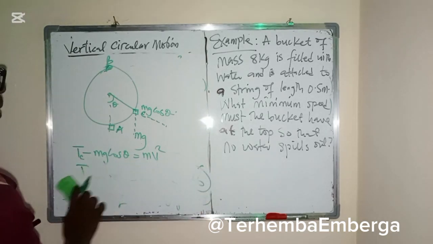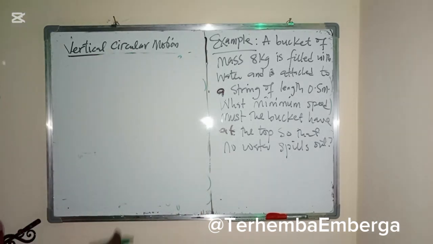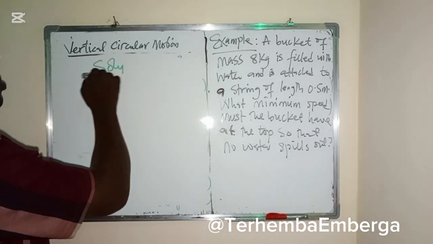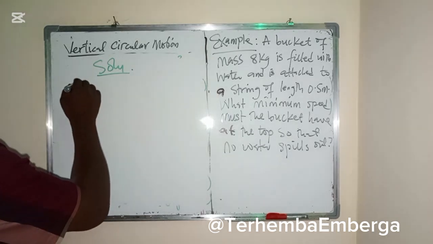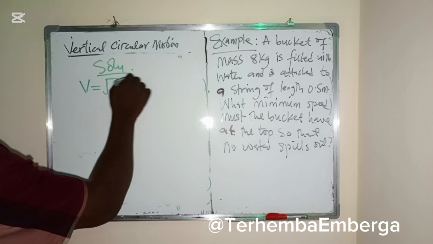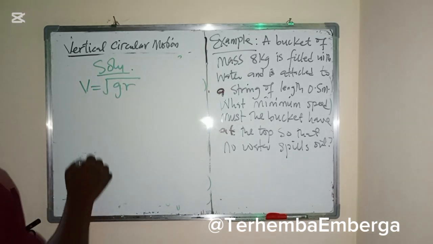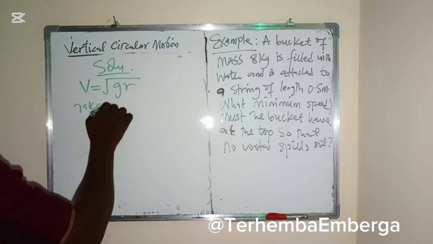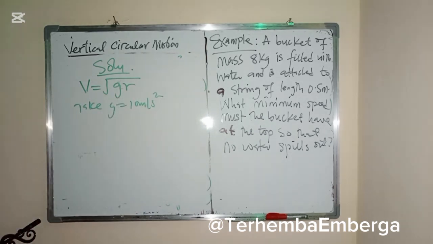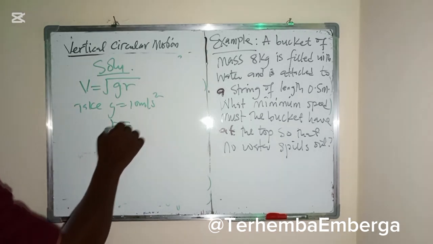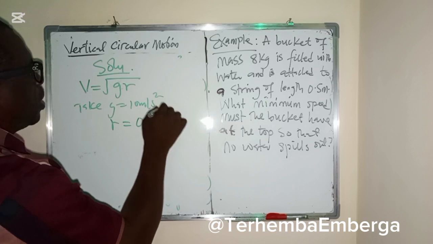So let's look at the solution. The formula is v is equal to the square root of gr. Take g to be 10 meters per second squared. And in this case, r is 0.5 meters.